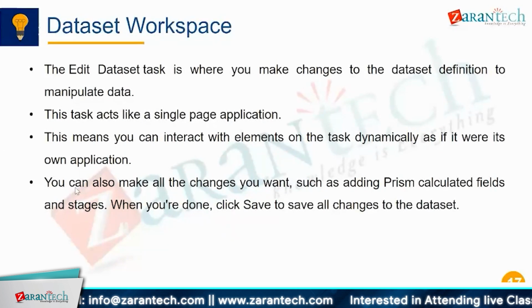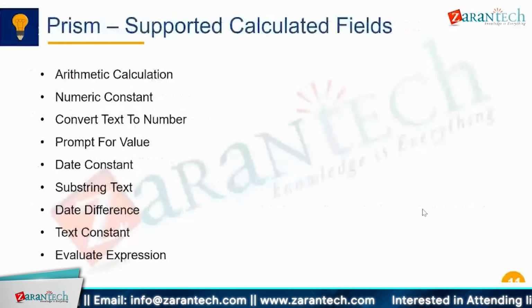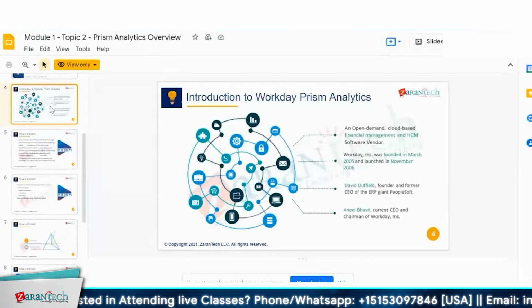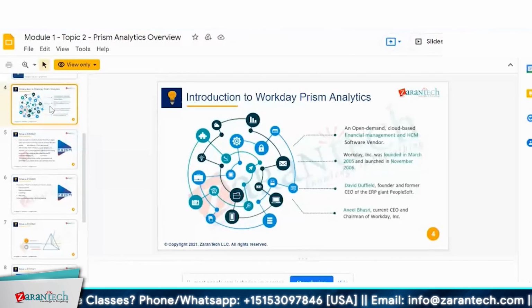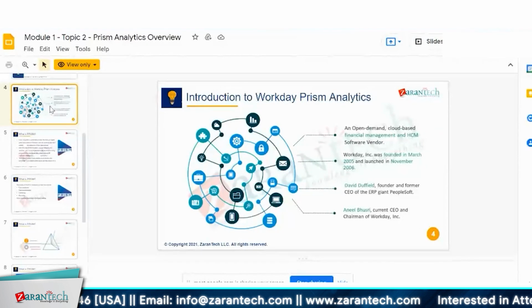I already told you all this. You can make all these pages you want, adding Prism calculated fields. When you are done, click save to save all changes to the dataset. So we already explained how we can create data. Let me go to some key points which I want to introduce as a recap of today's session, and let me show you something more.